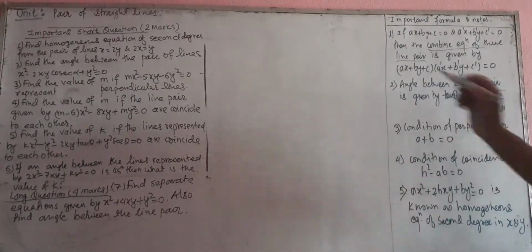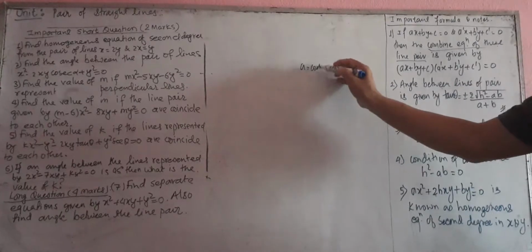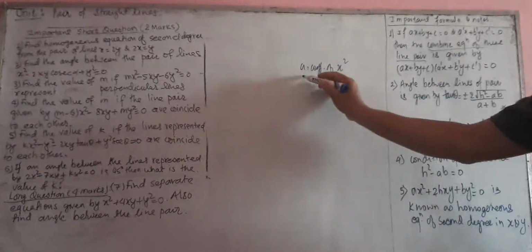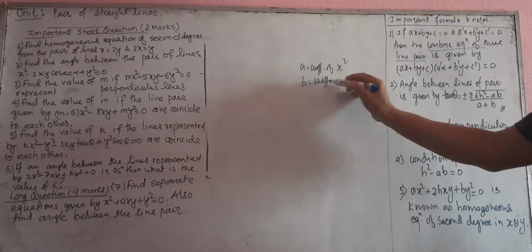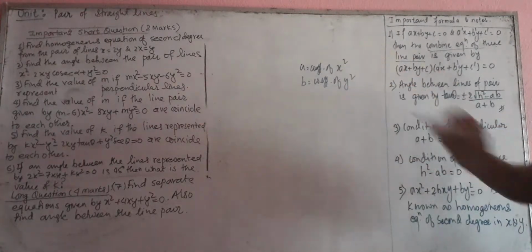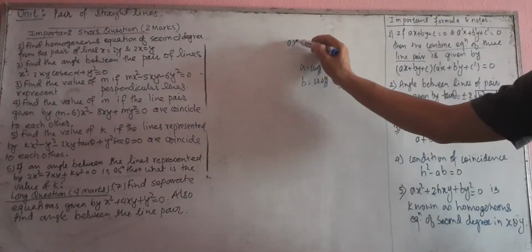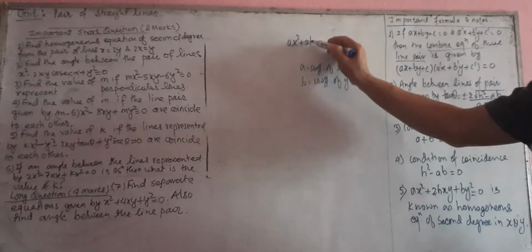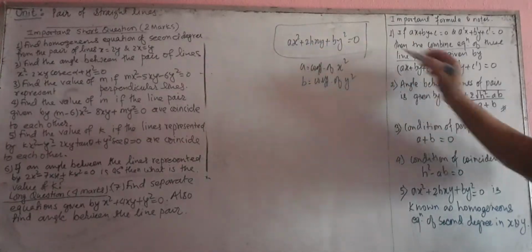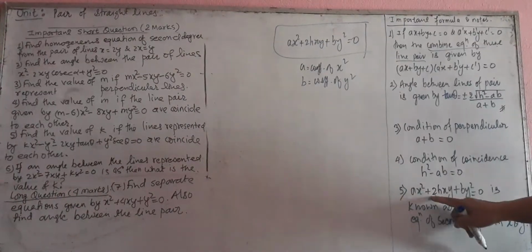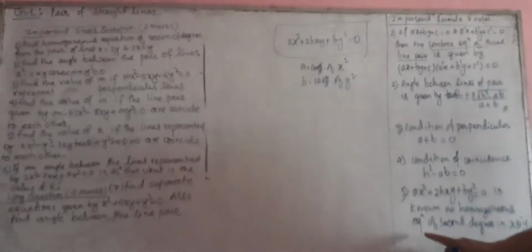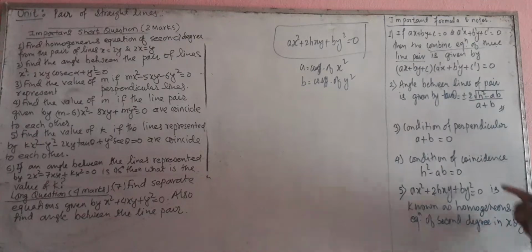That means a is the coefficient of x square, and b is the coefficient of y square. And this a and b are obtained from the homogeneous equation ax square plus 2hxy plus by square equal to 0. This is the homogeneous equation. Look at the last one, ax square plus 2hxy plus by square equal to 0 is known as the homogeneous equation of second degree in x and y.